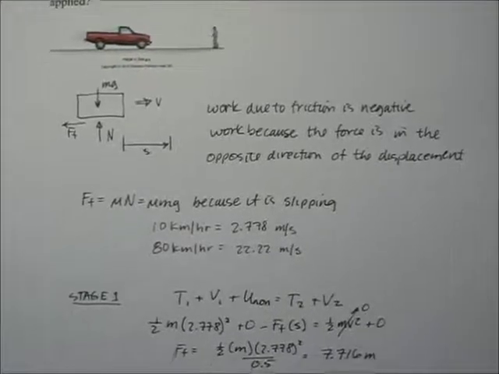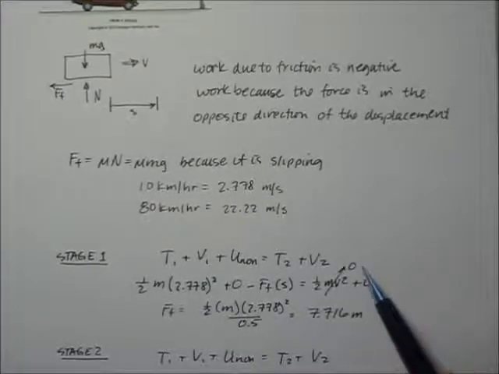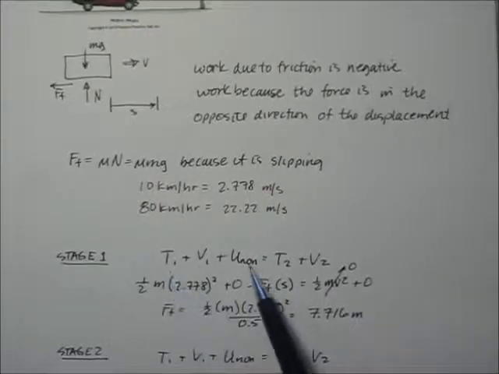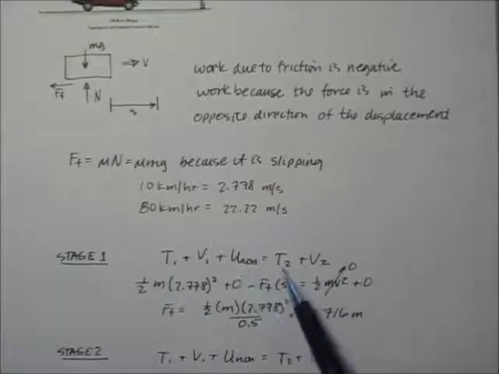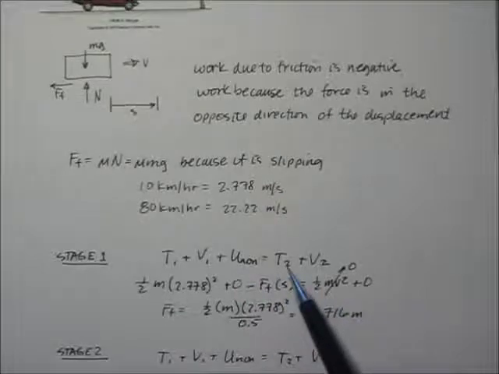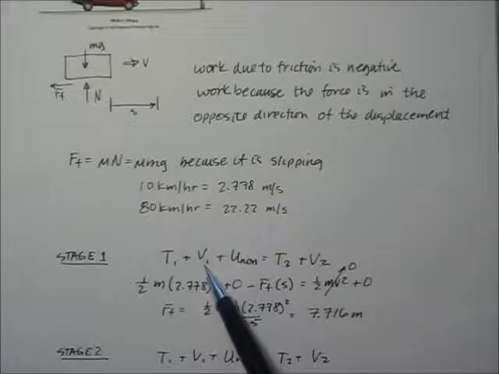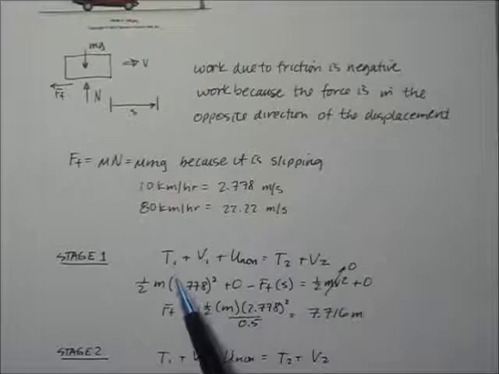All right, so we want to set this up in 2 stages. The first stage suggests that we're going to do our energy equation, and this is on his 10 kilometers per hour speed. I'm going to say that T1 plus V1 plus U naught is equal to T2 plus V2. Let's start with the end. What's happening at the end is he stops. So the ending condition is going to be 1/2 mv squared, except that that's going to be equal to 0. There is no change in the elevation, so both of the potential energies in this case are going to be equal to 0.